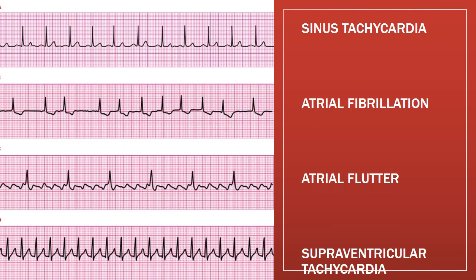So this is sinus tachycardia in the first picture. The second is atrial fibrillation. You can see there is an irregular rhythm. The RR interval is different throughout. Atrial flutter, see, you can appreciate the sawtooth appearance. And this is supraventricular tachycardia. You can appreciate the narrow QRS complex over here.